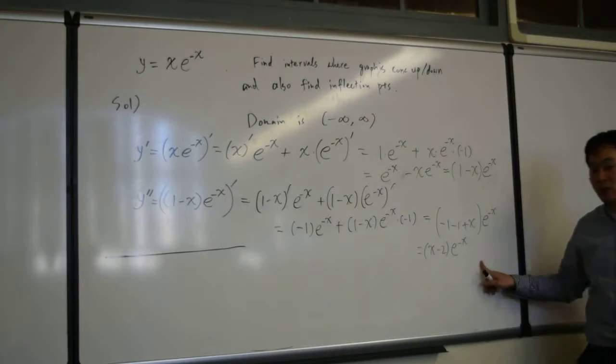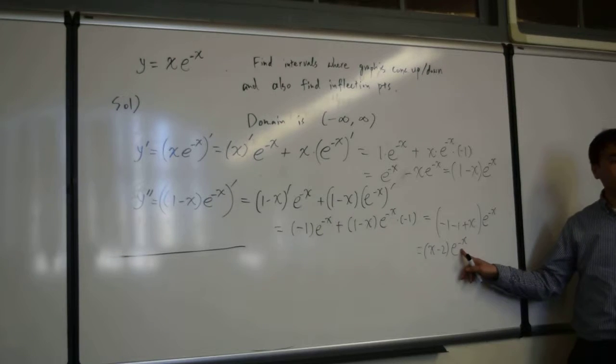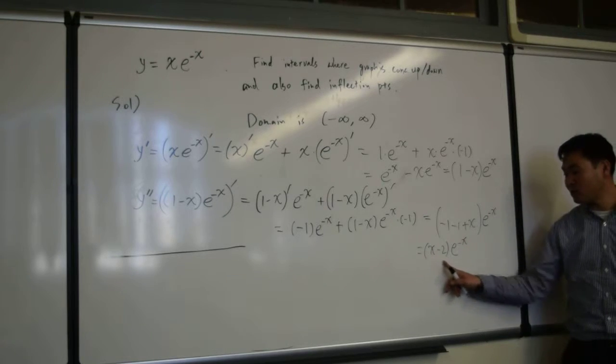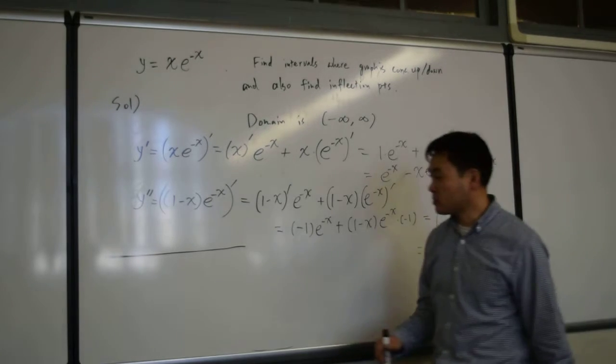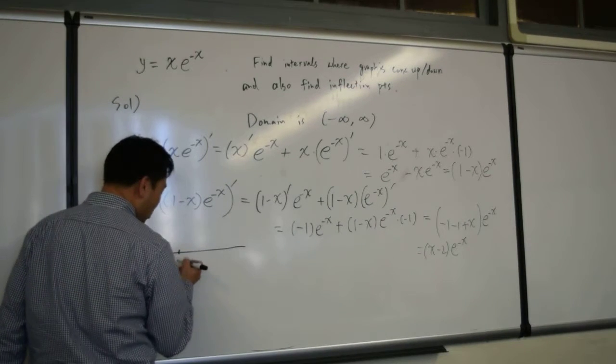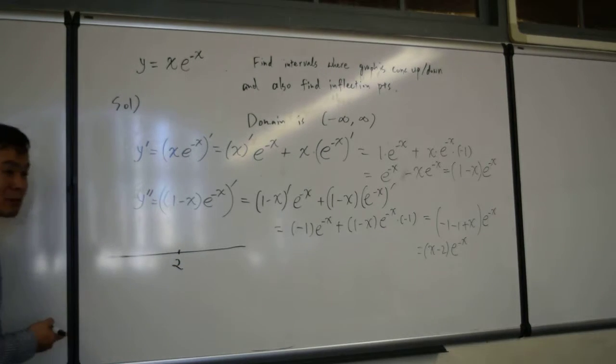When is this equal to 0? The first part, can exponential functions ever become 0? No, never. So the only way that this can be 0 is when this part becomes 0. When is this 0? When x is equal to 2. So 2 is the only place where y double prime becomes 0.